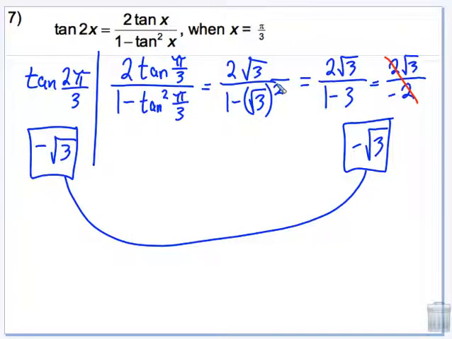Again, down here, you're squared. Your numerator just becomes 2 times the square root of 3. In the denominator, the square root of 3 squared becomes a 3. 1 minus 3 is negative 2. Your 2's cancel out here, and your final answer is negative square root of 3. Okay, again, compare your answers. You have the same answers.